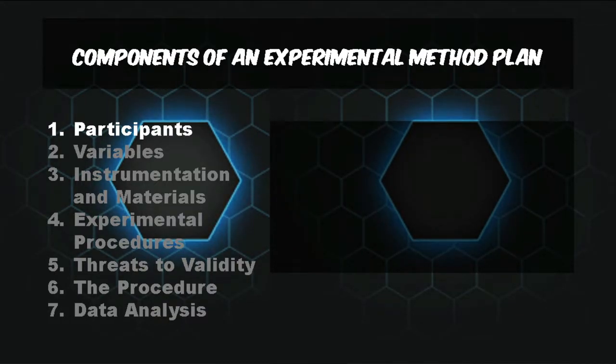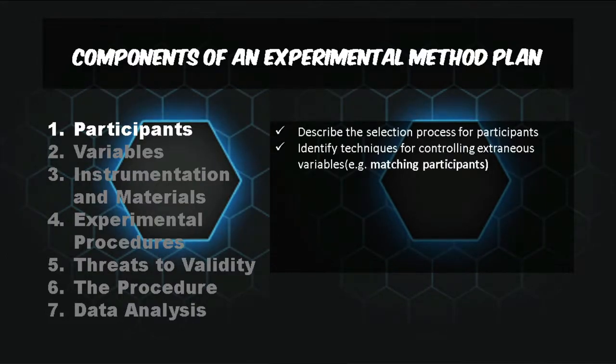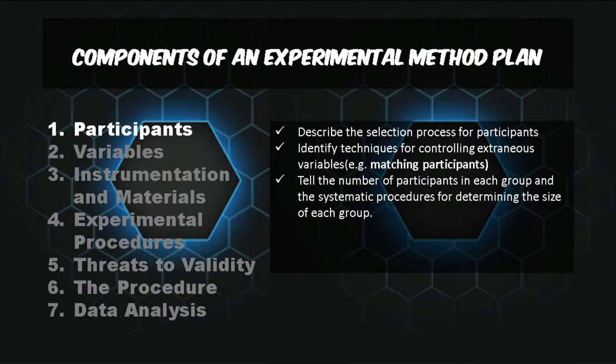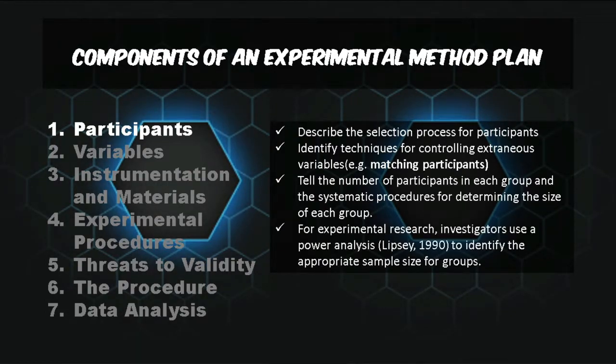Identify the techniques for controlling the extraneous variables. For example, you will mention there that you used matching as a way to control the effect of your confounding variable. Tell the number of participants in each group and the systematic procedures for determining the size of each group. For experimental research, investigators use a power analysis to identify the appropriate sample size for each of the comparison groups.